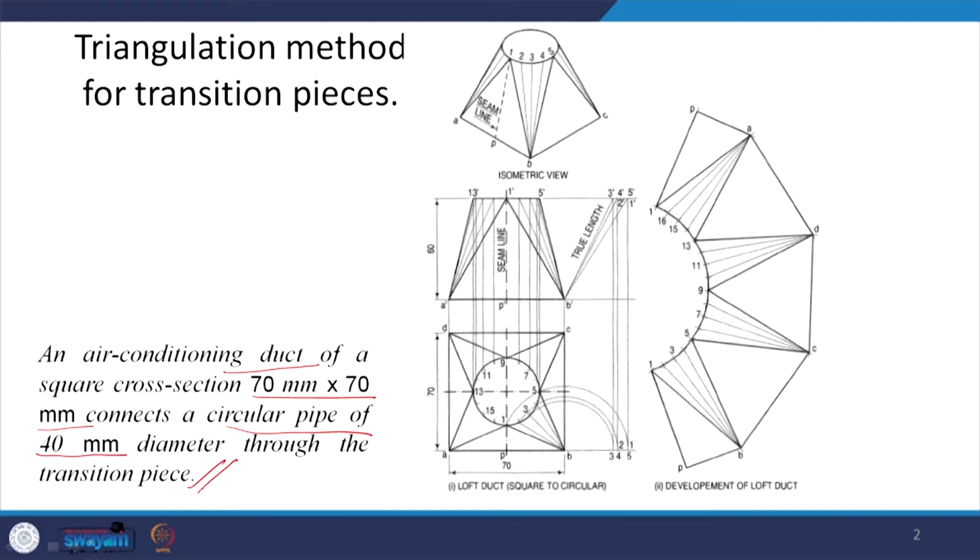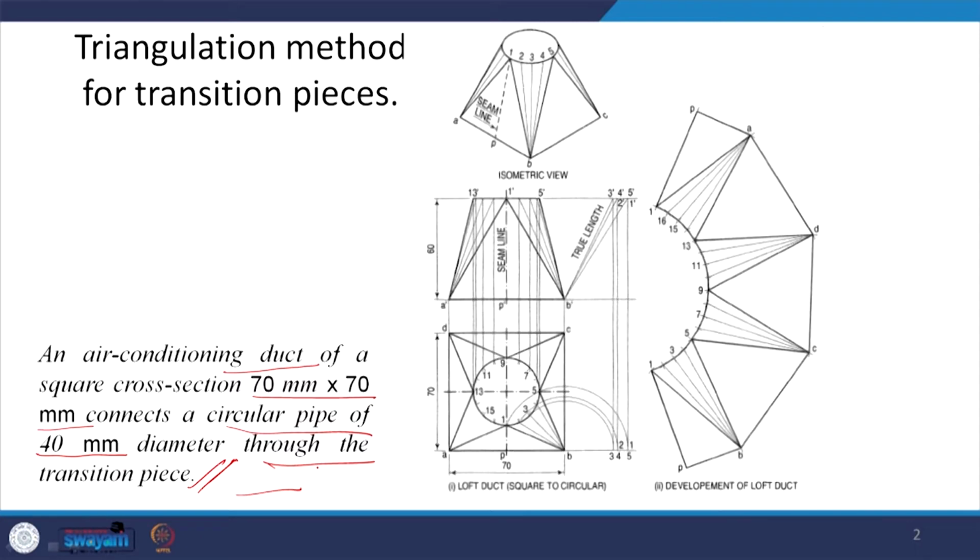Now, if we have to design that transition piece, just before we start to draw, if you have seen those air conditioning ducts, what are they made of? They are made of thin metallic sheet. So, this sheet is folded. Now, these ducts come in standard sizes. This duct of 70 mm by 70 mm square cross section would be a standard duct. This pipe of 40 mm diameter would also be a standard pipe.